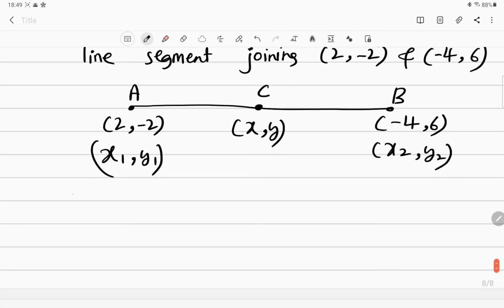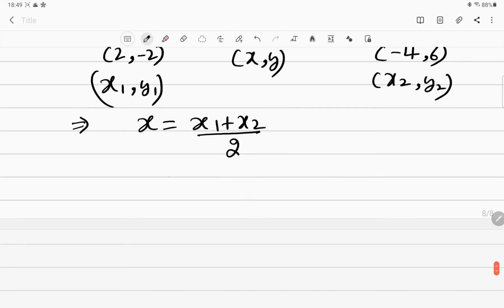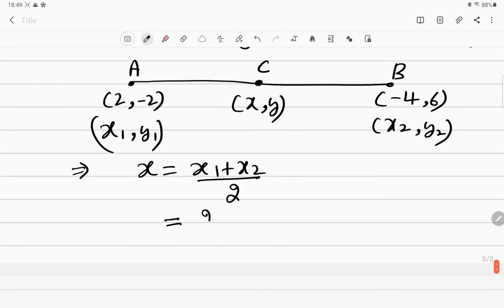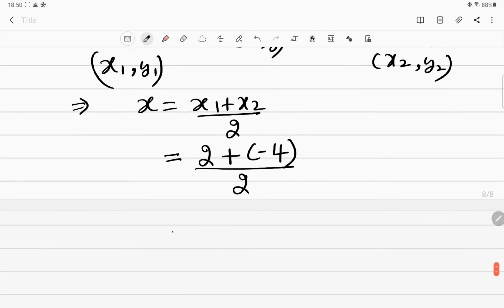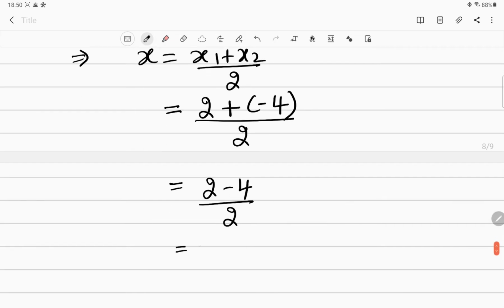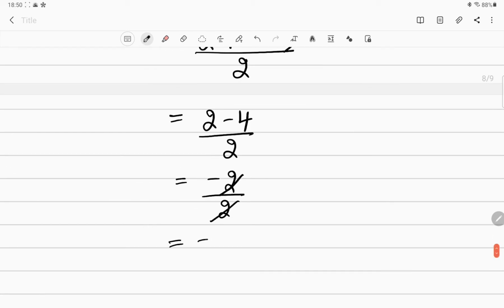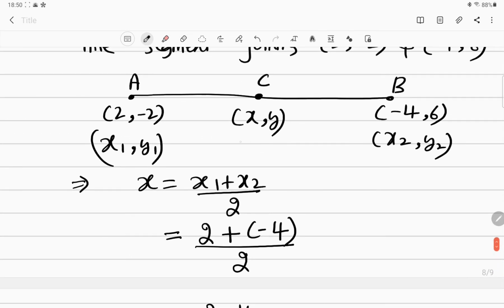So we know the formula for x. What is the formula for x? x is equal to (x1 plus x2) divided by 2. What is the value of x1? x1 is 2, plus what is the value of x2? x2 is minus 4, then divided by 2. So it is going to be (2 minus 4) divided by 2. 2 minus 4 is minus 2. Minus 2 divided by 2, the 2s get cancelled, and I'm going to have minus 1. So the value of x is minus 1. The x coordinate of this midpoint is minus 1.